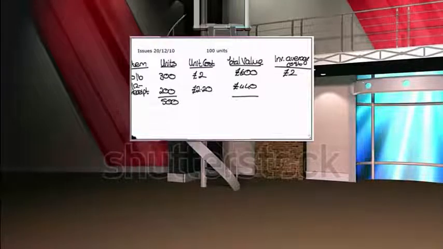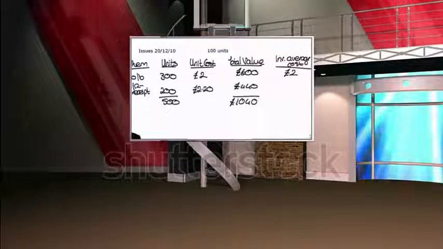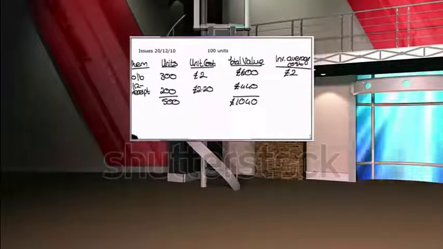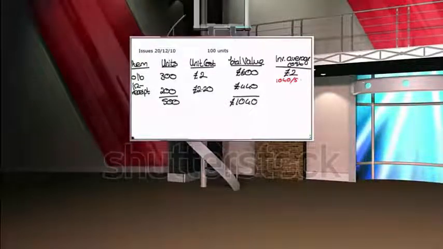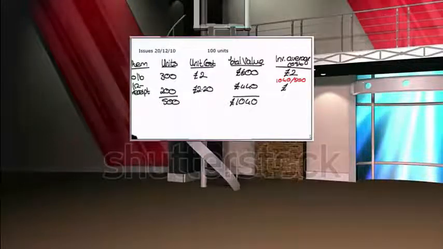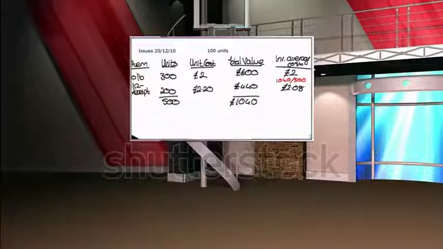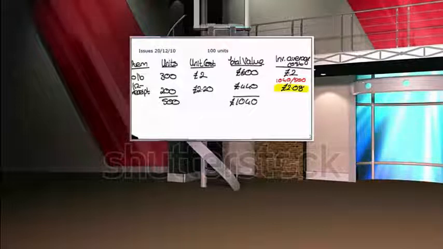That'll be 500. And what is the total value of that inventory? Total value is £1,040. So our average then is just the total value divided by the number of units. So 1,040 divided by 500 gives us £2.08. So this is our new average cost per unit.